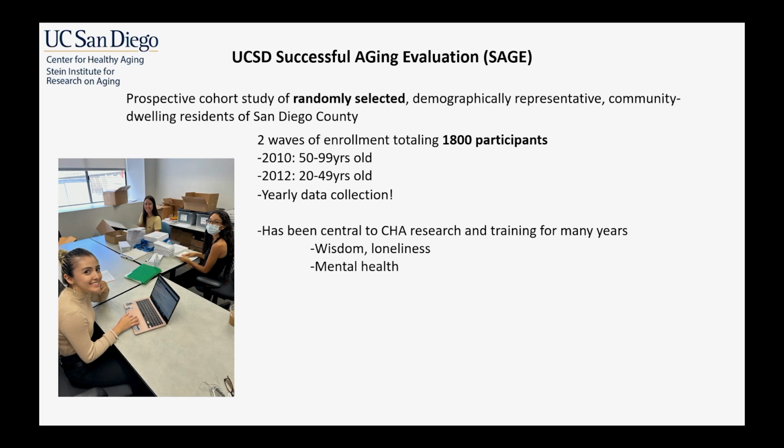So the first of these, which has been mentioned already, is the Successful Aging Evaluation, or the SAGE study, which was initiated years before I even joined UC San Diego. So this is what's called a prospective cohort study, and it's comprised of randomly selected and representative community-dwelling residents of San Diego County. So there were two waves of enrollment that occurred, one focused on older adults and one focused on younger adults.